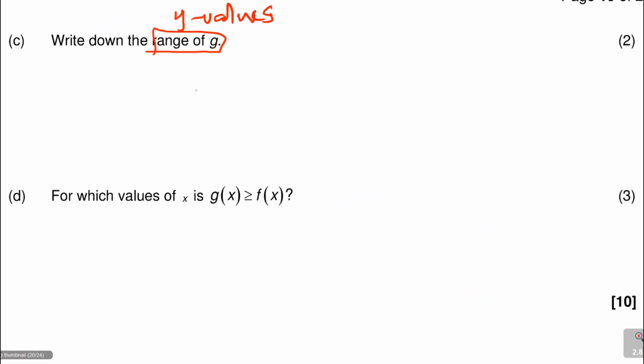How many marks was this? They gave it 2 marks. Y is less than 1 or y is greater than 1. These are the range values.